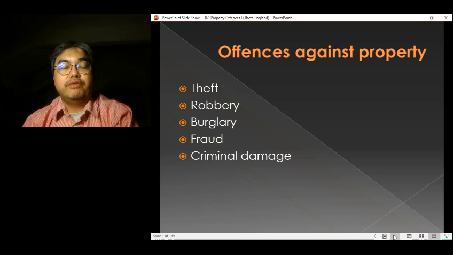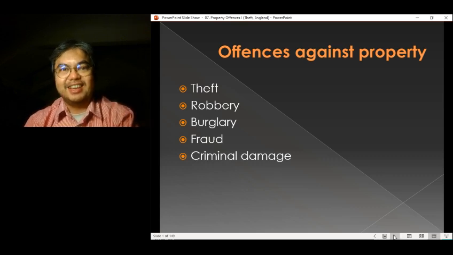And then instead of the offence of fraud, under the penal code, we're looking at the offence of cheating. And instead of criminal damage, what it is called under the penal code is mischief. Yeah, right. You don't call it criminal damage; you call it mischief.